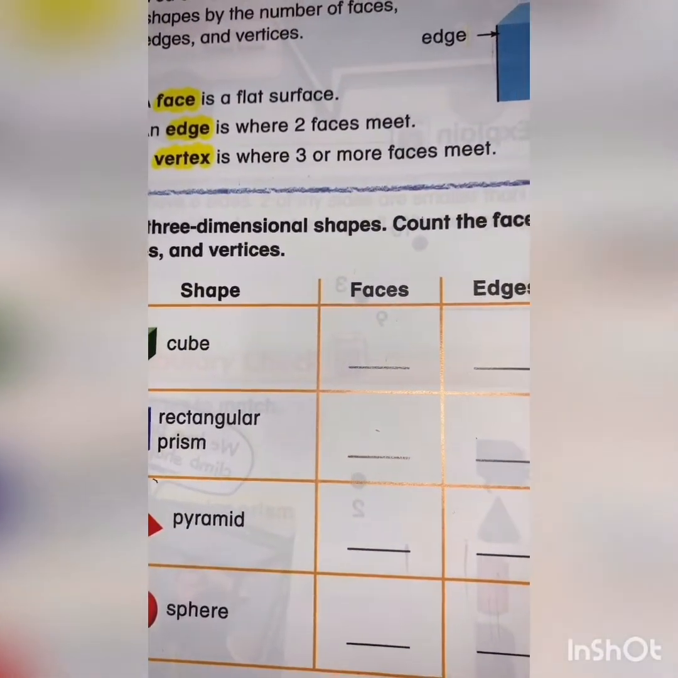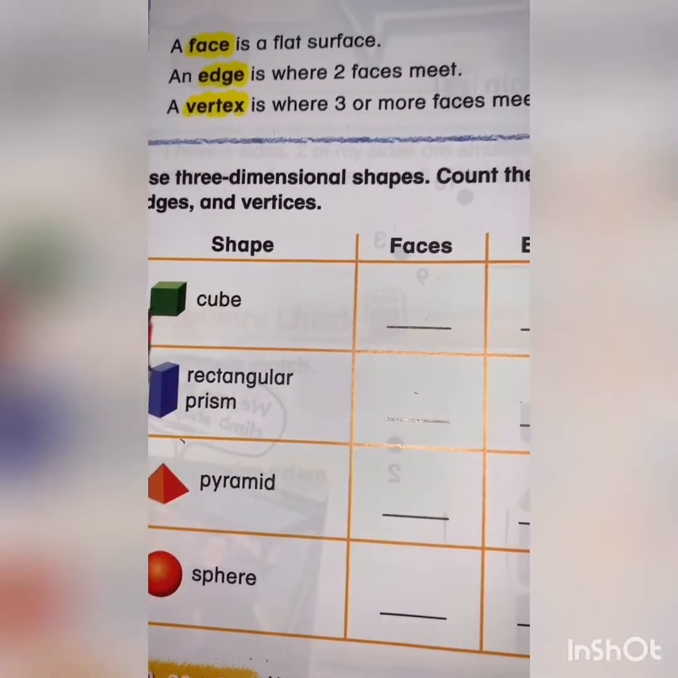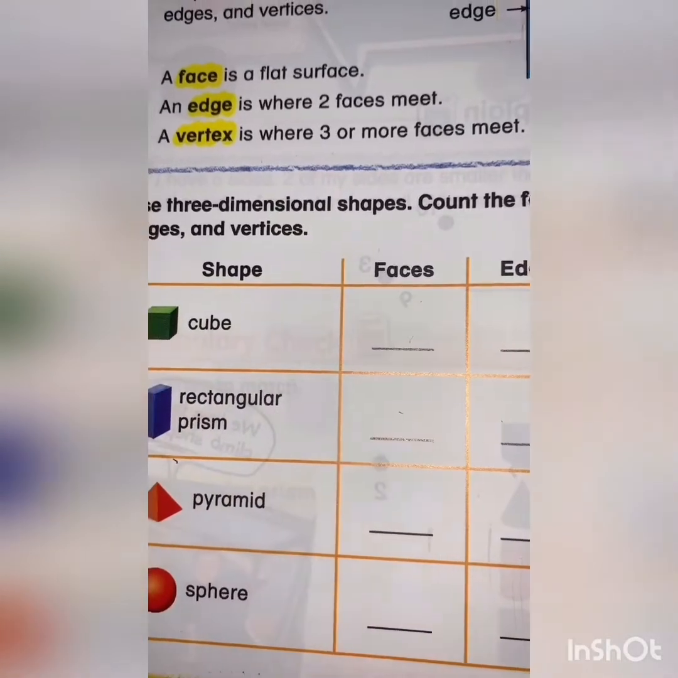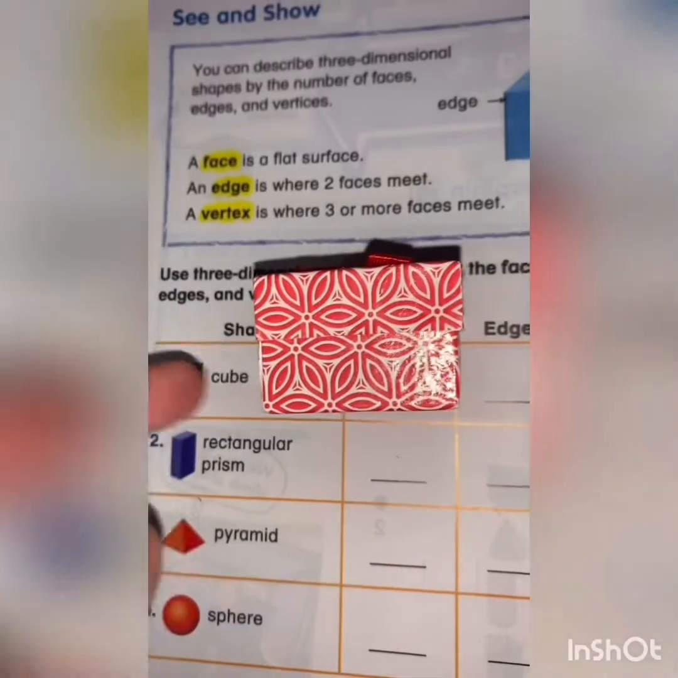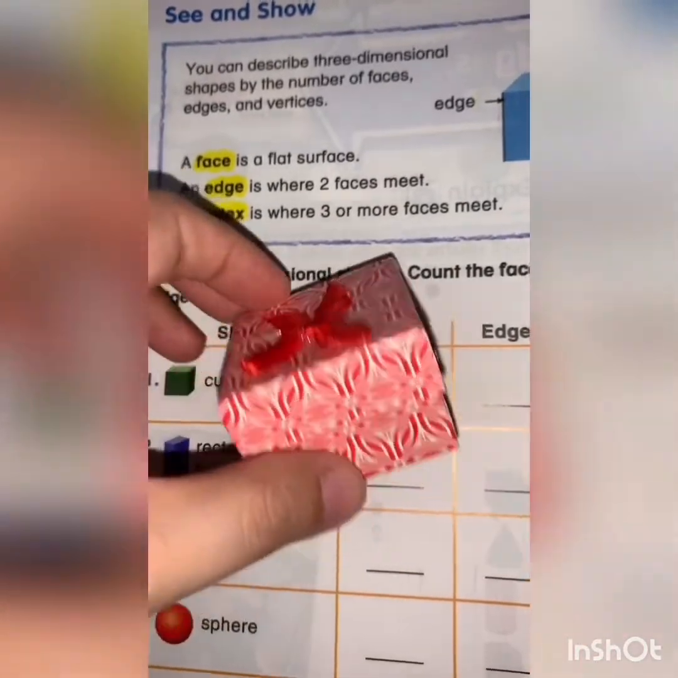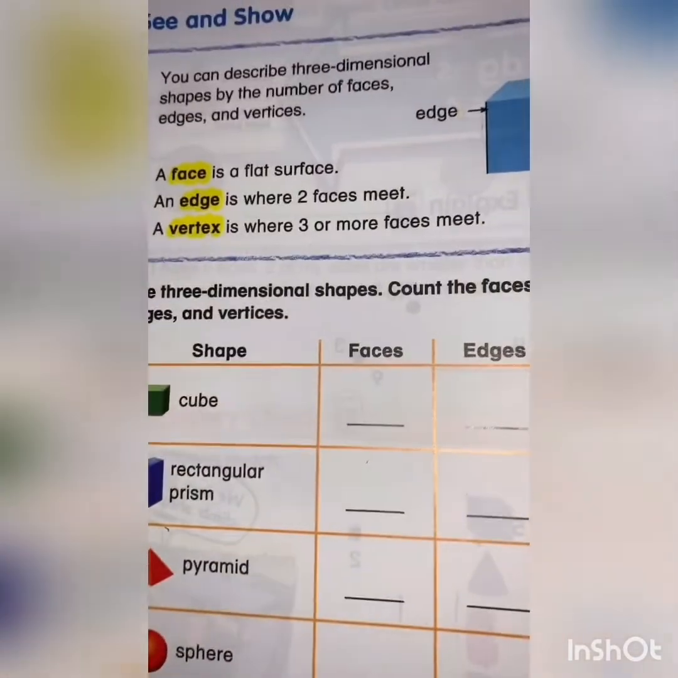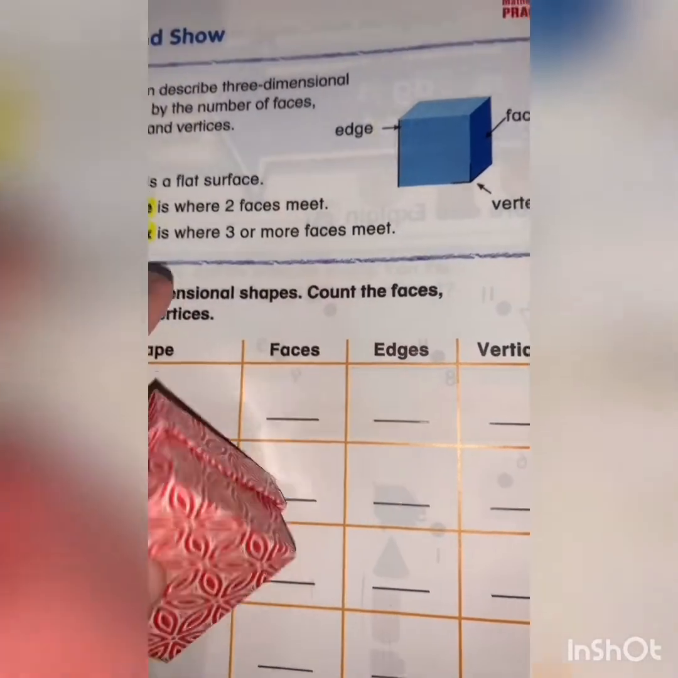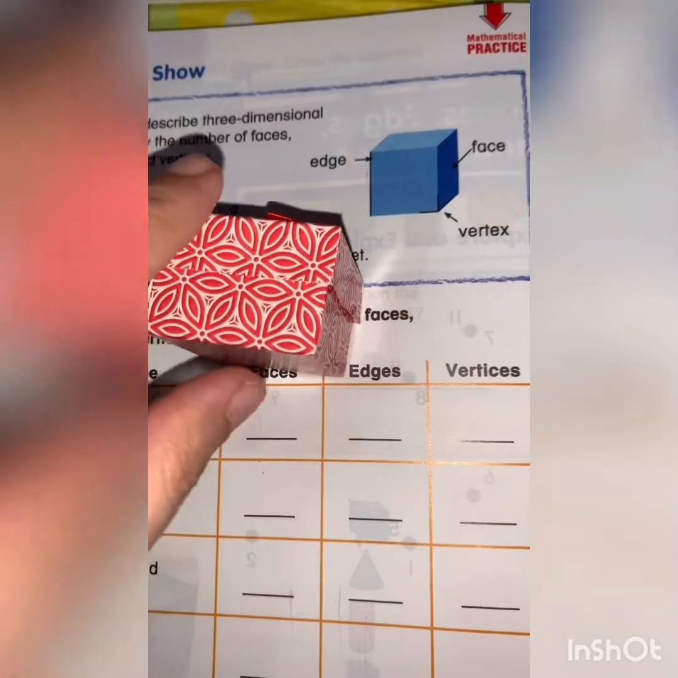Use three-dimensional shapes. Count the faces, edges, and vertices. Let's see. Number one, cube. How many faces? How many faces? Let's see. We have here 1, 2, 3, 4, right? 5 and 6. So how many faces? 6. How many edges? We said here, edge is where two faces meet. This line here. So here I have 1, 2, 3, 4.